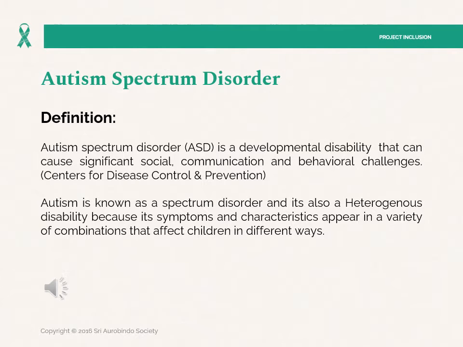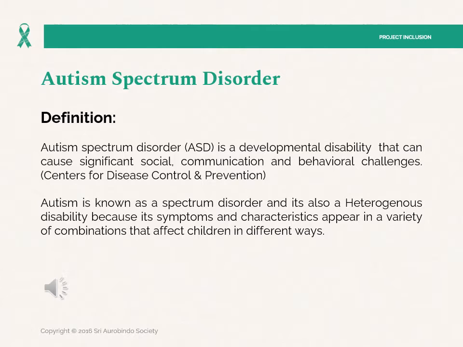Now, if we see the definition of autism spectrum disorder given by Centers for Disease Control and Prevention, it is a developmental disability that can cause significant social, communication, and behavioral challenges. Autism is also known as a spectrum disorder, and it's also a heterogeneous disability because its symptoms and characteristics appear in a variety of combinations that affect children in different ways.